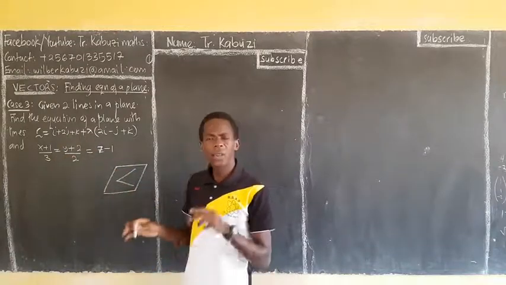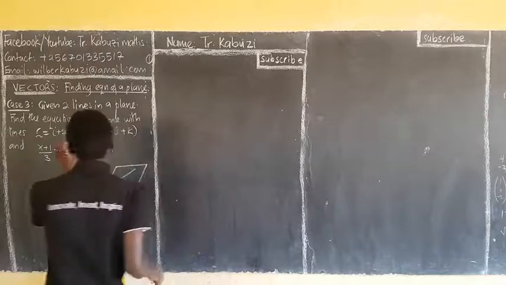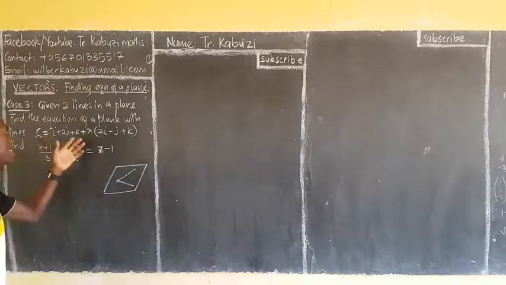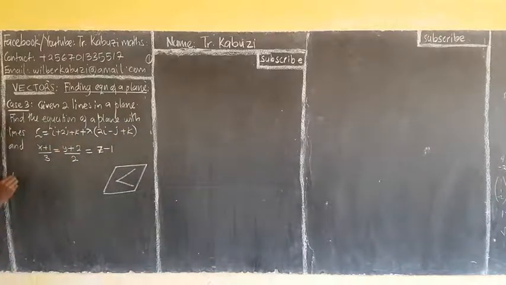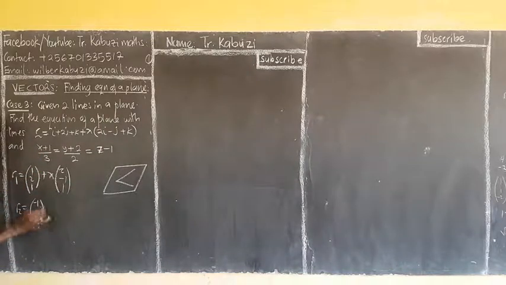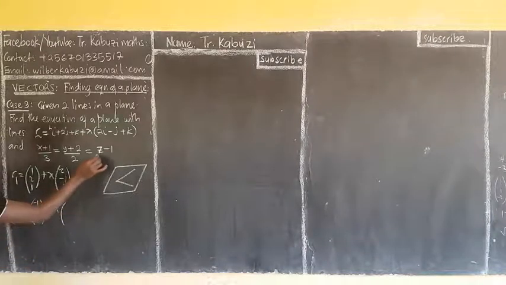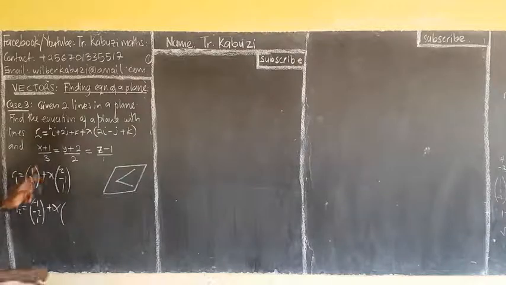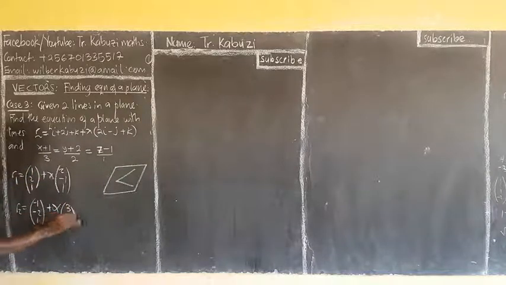Now, from here, all you need to do, first of all, you get the vector form of these lines. The first one is going to be (1, 2, 1), and the second, r2, is going to be (-1, -2, 1) plus alpha into, you see that this one is not hard, so it's (1, 3, 2, 1).